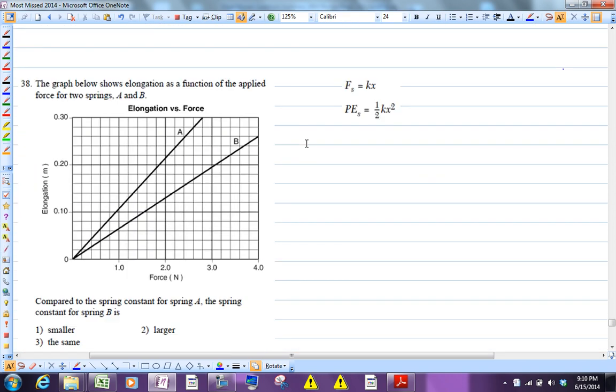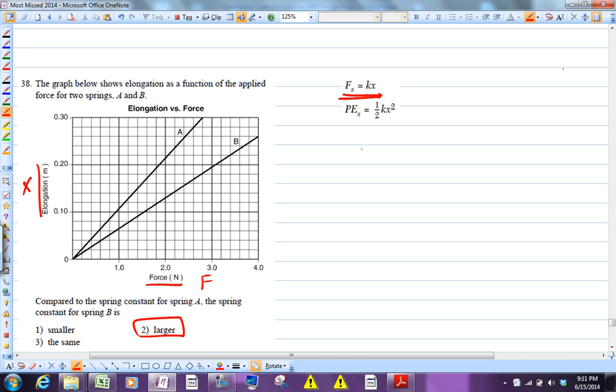Question 38. The answer is 2. Now I actually think most people knew the equation for the force on a spring, Hooke's law. What's different about this question, very different, is when you look at the axes, this is force and this is x, the stretch. And this is the opposite of the way you normally see these graphs.